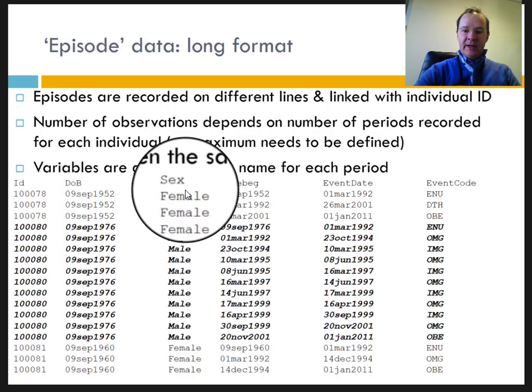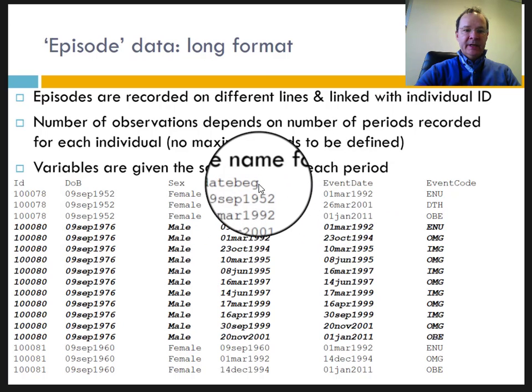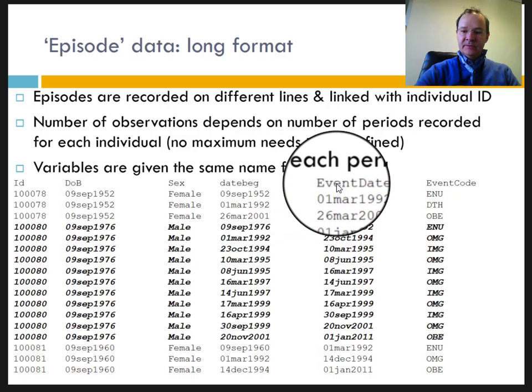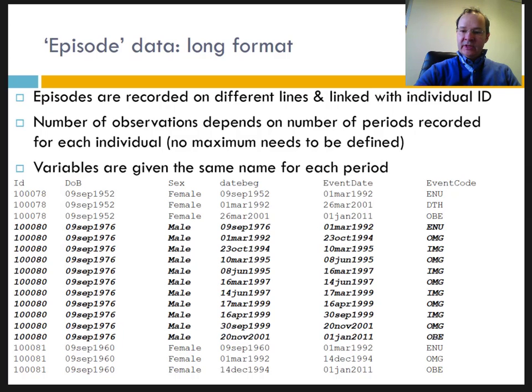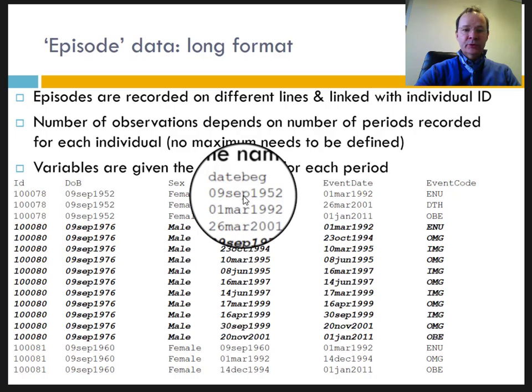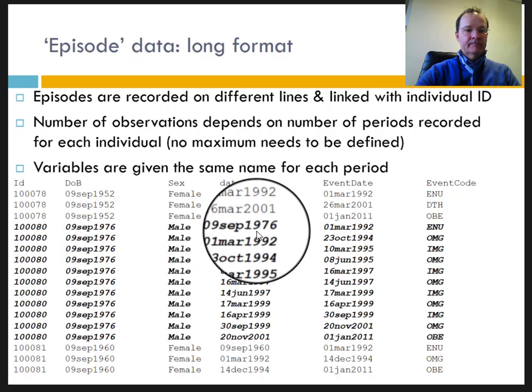The episodes are ranked by date from the earliest episode to the latest episode. The date at the beginning of the episode, DOB, and the date at the end of the episode, event date, are obviously changing from one episode to the next. You will notice that the date at the beginning of the first episode for each individual is equal to the date of birth.